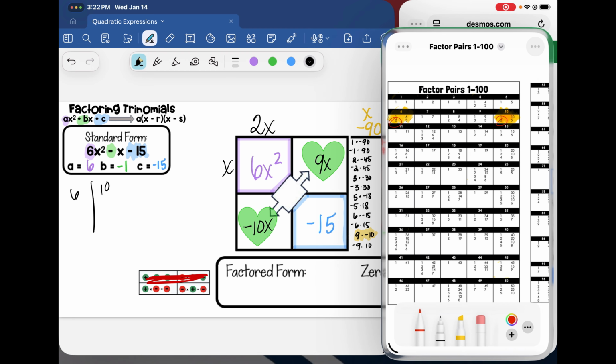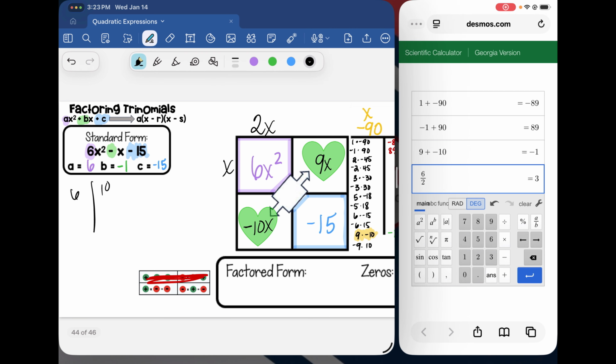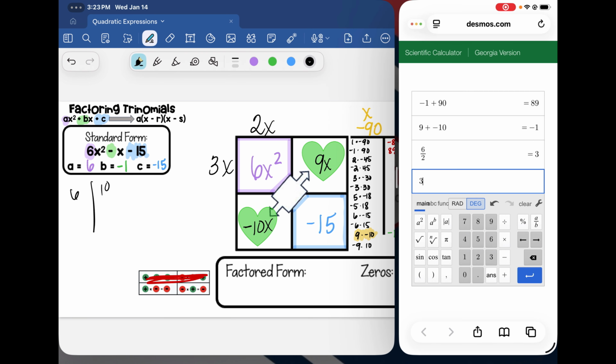Okay, we can work this a lot of different ways. If this is a 6x squared on the inside, and this is a 2x on the outside, what can I multiply to 2 to give me 6? So 6 divided by 2, 3, because 3 times 2 is 6. So we can take these and work our way around the box.